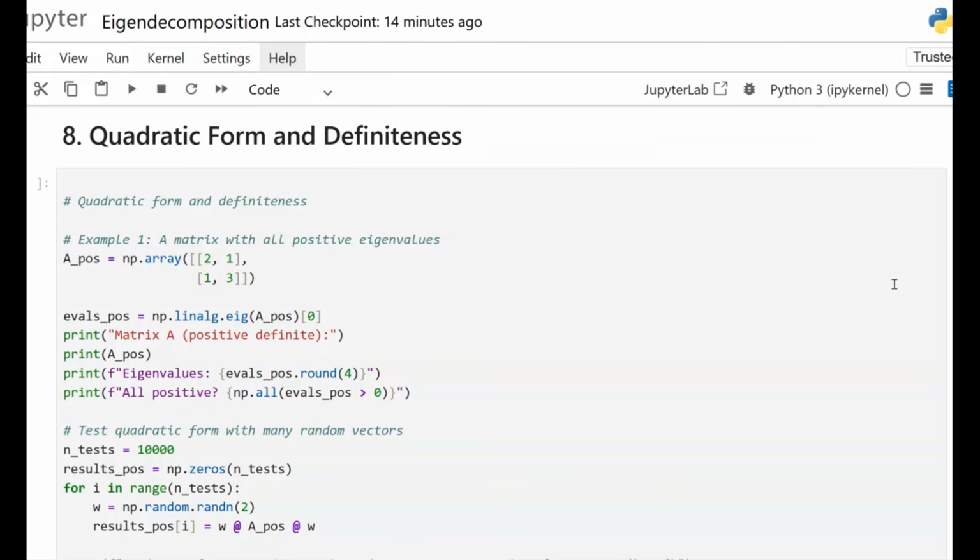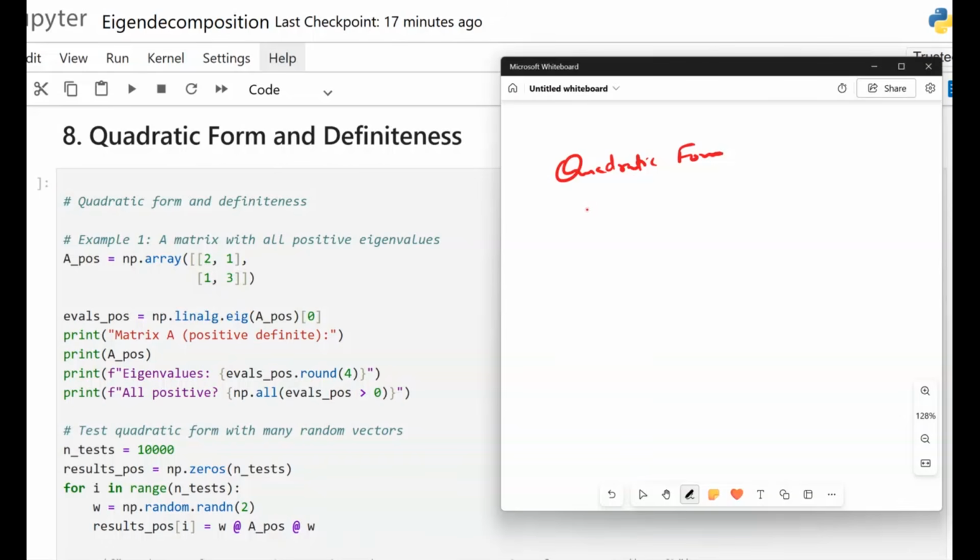Let me discuss quadratic form and definiteness. Dear friends, we arrive at one of the most practically important concepts in eigendecomposition: definiteness. It sounds intimidating, but the idea is simple. Towards the quadratic form, kindly observe. Let me have a given square matrix A and any vector w of compatible size.